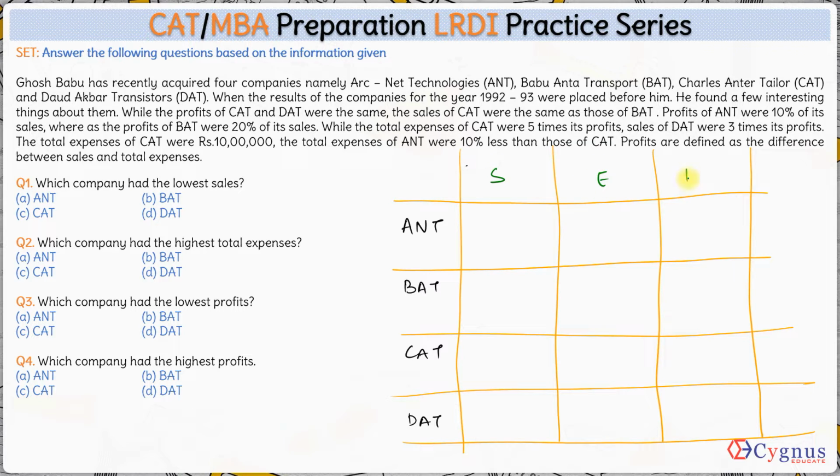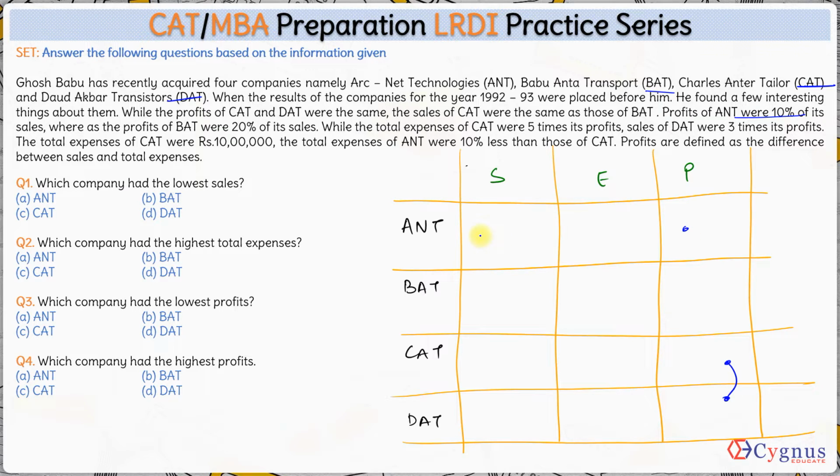Now Ghosh Babu has recently acquired 4 companies, namely Archana Technologies, BAT, CAT and DAT. When the results of the companies for the year 92-93 were placed before him, he found a few interesting things about them. While the profits of CAT and DAT were the same. Next, profits of A&T were 10% of its sales.